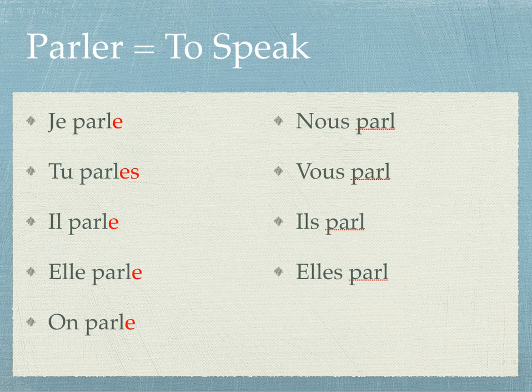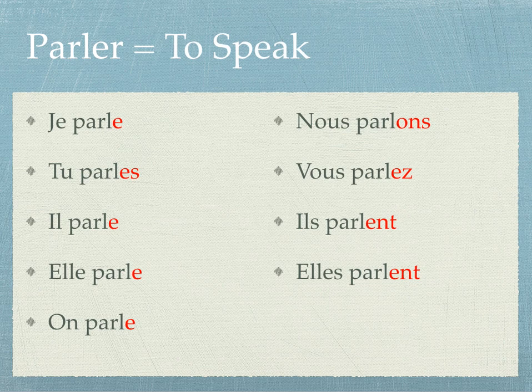Now we have to add our endings. For ER verbs, we're going to use an E, ES, E, ONS, EZ, ENT. Note that the parl part never actually changed. All we have to do is add on those letters at the end. E, ES, E, ONS, EZ, ENT.